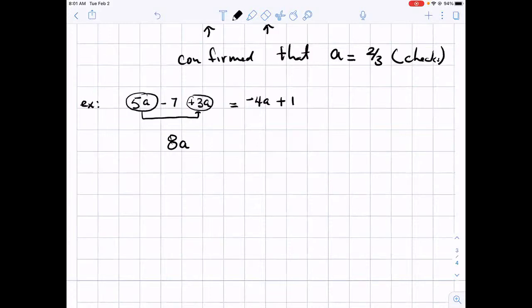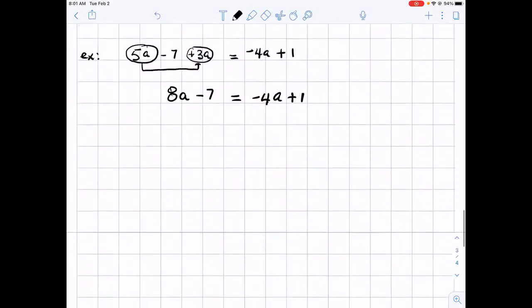So 5a plus 3 becomes 8a minus 7 is equal to minus 4a plus 1. Now, as I suggested before, this is not a rule, it's just a suggestion. I always like to move the smaller variable first. So we have here 8 and minus 4. And as you know, the more negative a number is, the more to the left of the number line it is, the smaller it is.